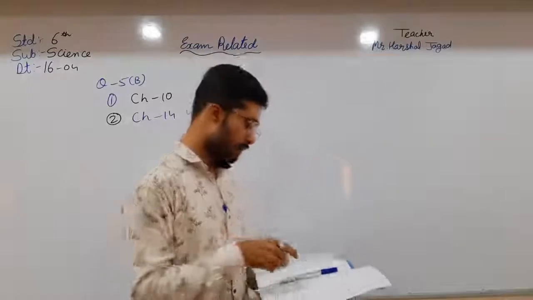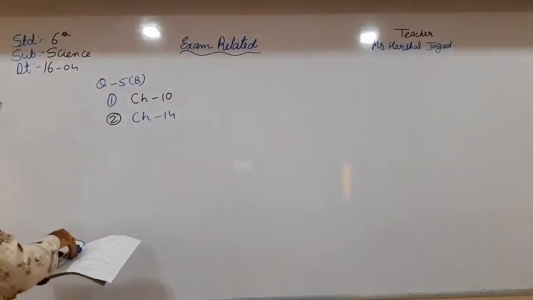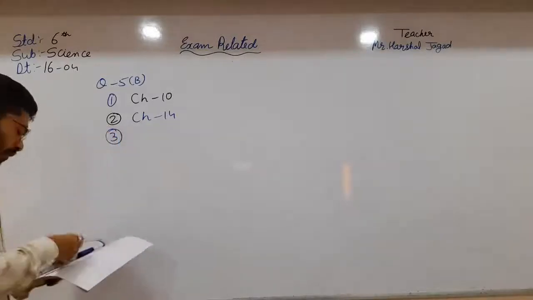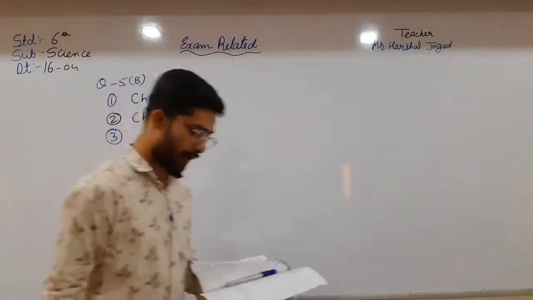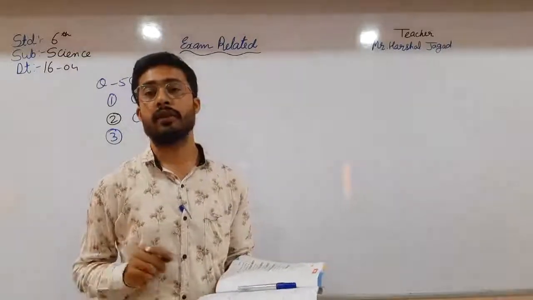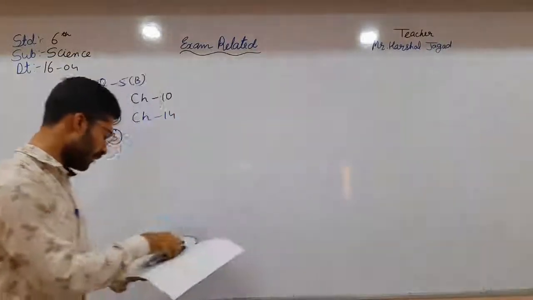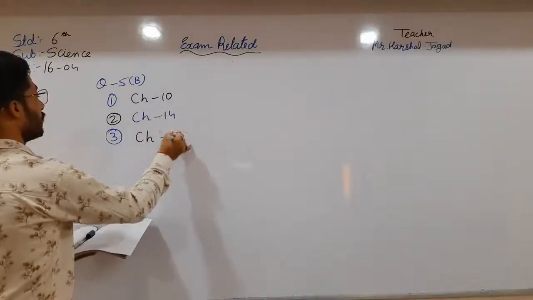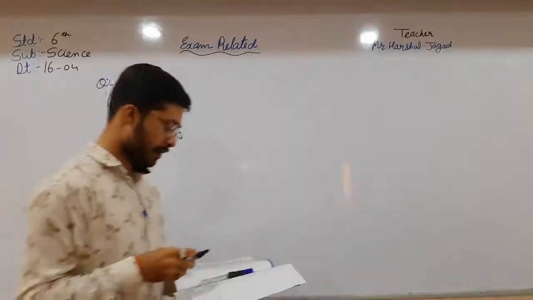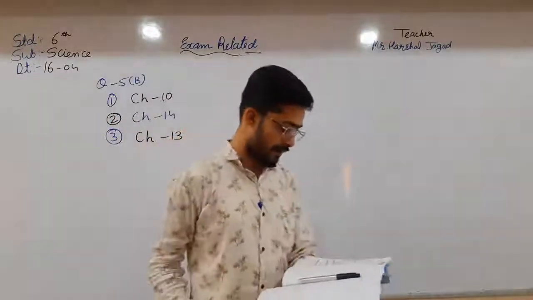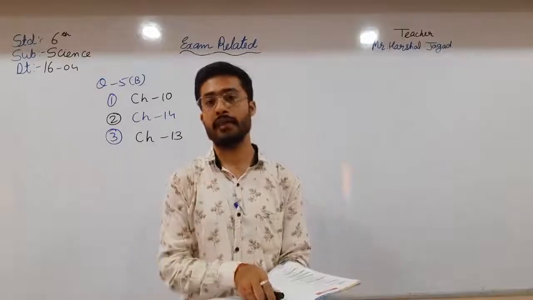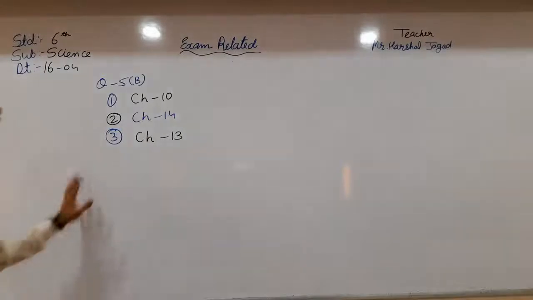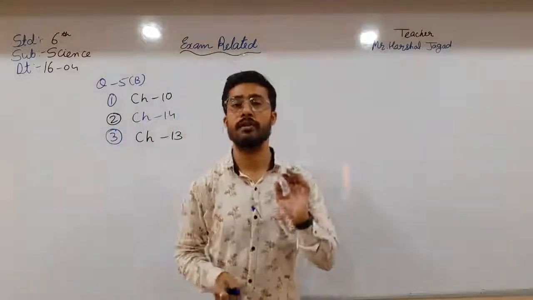And the last one, the third one: draw a diagram and explain how an electric torch works. Talking about the electric torch, you will know that it is from chapter number 13, light, shadow and reflection. I brought the torch into the class, and I also explained how the torch works.